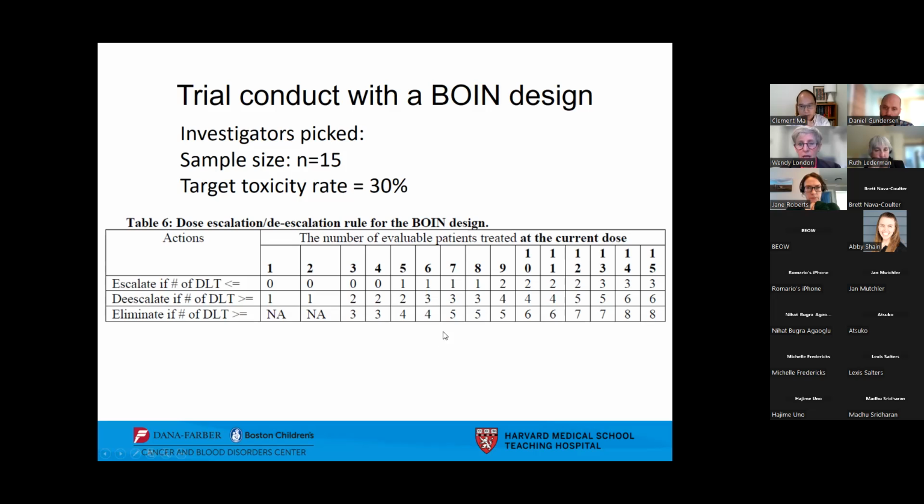So this table is agnostic to how many dose levels there are. It simply applies to each dose level at the time you're evaluating and trying to make a decision of whether to escalate or de-escalate. Next.